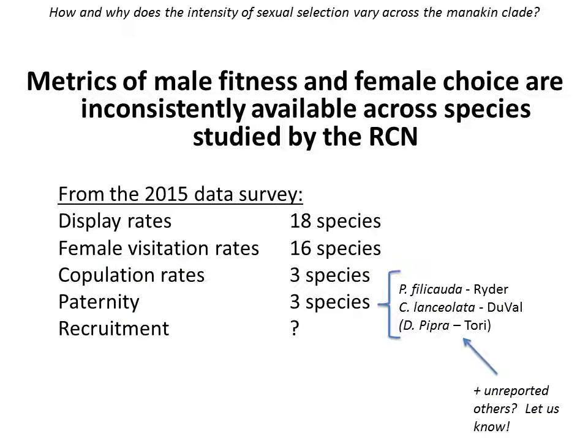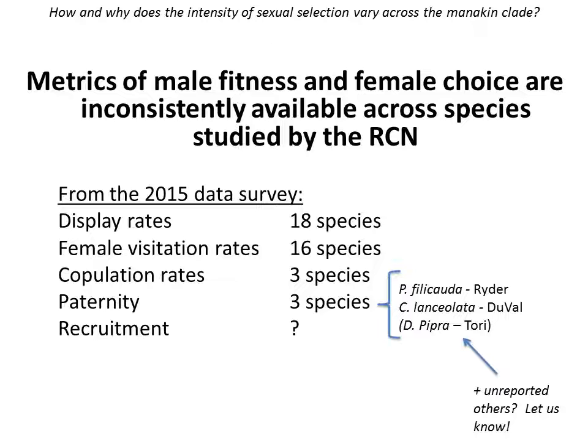To address this proposed question, we will first need to decide upon metrics of male and female fitness and female choice to use, as these are inconsistently available across species studied by the RCN. From preliminary results from the survey conducted by the Data Management Working Group on the data that manakin researchers currently have, we do know that we have 18 species with data on display rates, 16 species with data on female visitation rates, 3 species with copulation rates, 3 species with paternity data, and potentially some species with recruitment data.